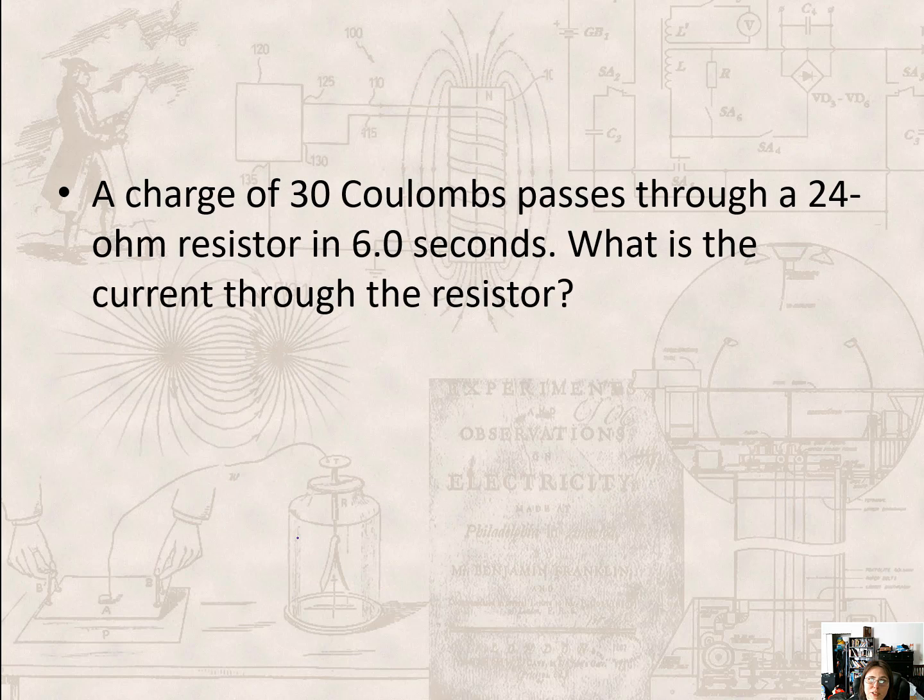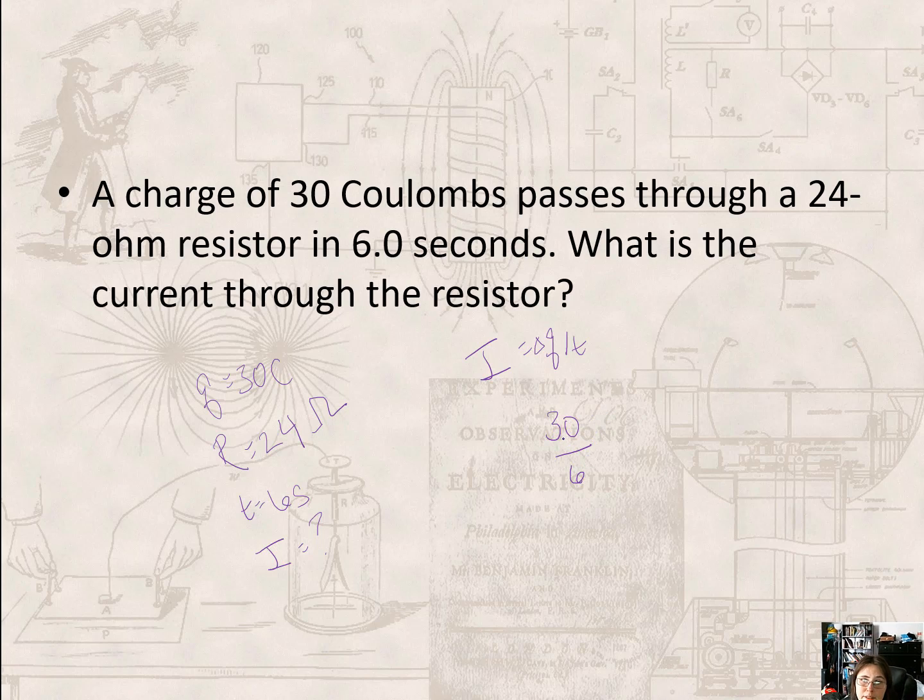A charge of 30 coulombs passes through a 24 ohm resistor in 6 seconds. What is the current through the resistor? So charge is equal to 30 coulombs, and the resistor is 24 ohms. We'll discuss ohms in a future video, but this is the unit for resistance, and it happens in 6 seconds. It wants to know what the current is. So current is equal to charge divided by time, delta Q divided by T. So it is 30 divided by 6 seconds, and that's going to be 5 amperes.